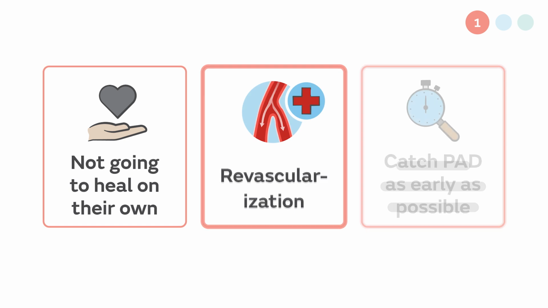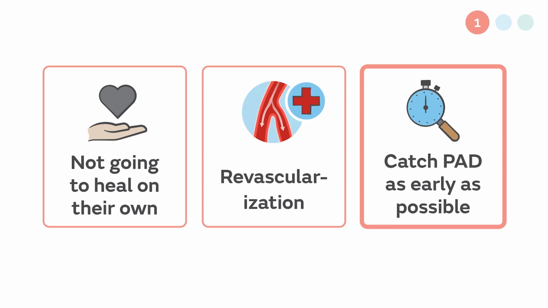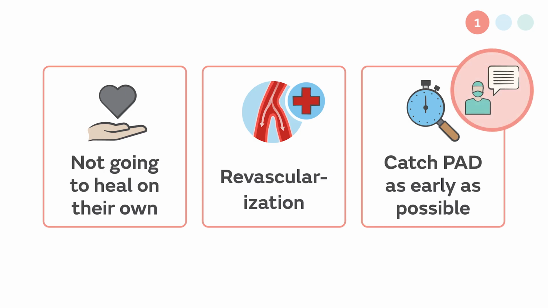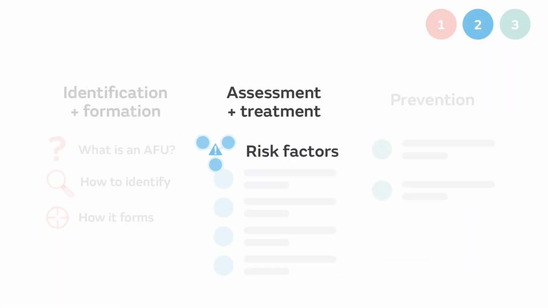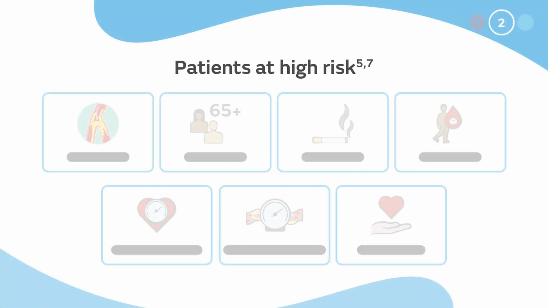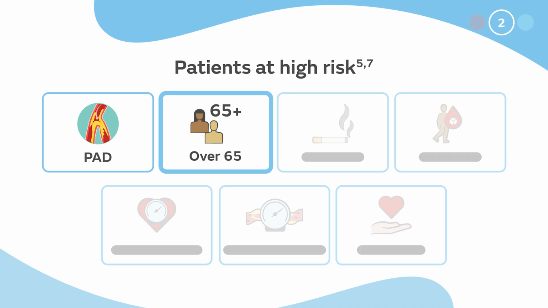Your goal should be to catch PAD as early as possible and refer them to a vascular specialist. After seeing how an ALU forms, you might be thinking of different types of people who are likely to get one. Here are some who are at high risk. First, people with PAD. Second, people over 65.